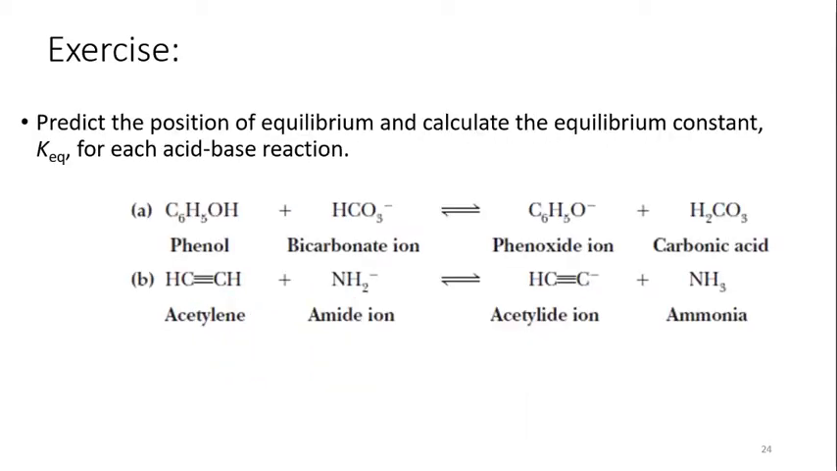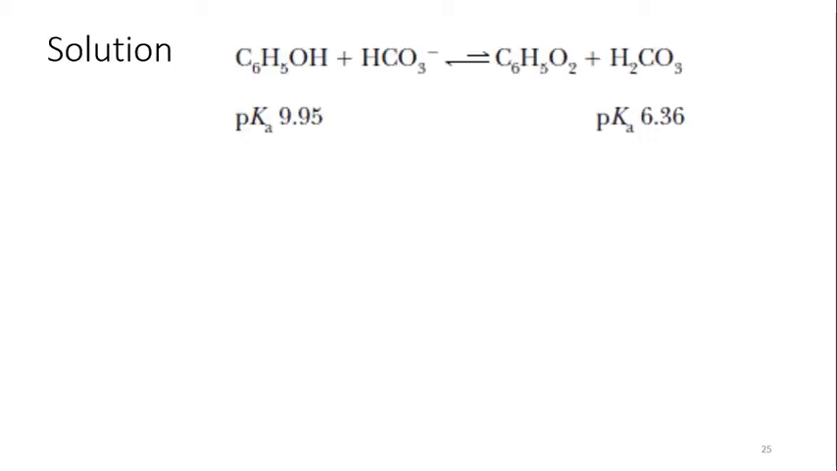Now let's look at this exercise. In this exercise, I need to predict the position of the equilibrium and to calculate the K equilibrium in the acid-base reaction. Now I provided you here with the pKa value for the phenol and the carbonic acid to make it easier for you. If you look here at the values, you could find that this value is large. This means this is a weak acid, and this one would be stronger. So we said that the reaction would favor the direction where the strong acid would dissociate to form a conjugate base. So the reaction is actually favored in that direction, the left direction.